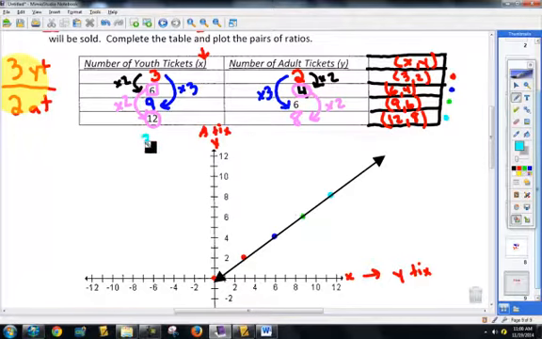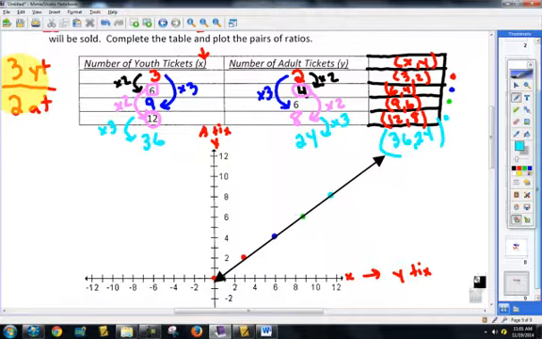If I wanted to know, what if I was really good and I sold 36 youth tickets? Well, what did you do to go from 12 to 36? You multiplied by 3. So what do you got to do to 8? You got to multiply it by 3. So 24. So I know that the point 36, 24 is going to be somewhere beyond this line. Now, my actual coordinate plane doesn't go far enough to show it, but it's going to be somewhere out here somewhere. Okay, and it's going to be right on that line.